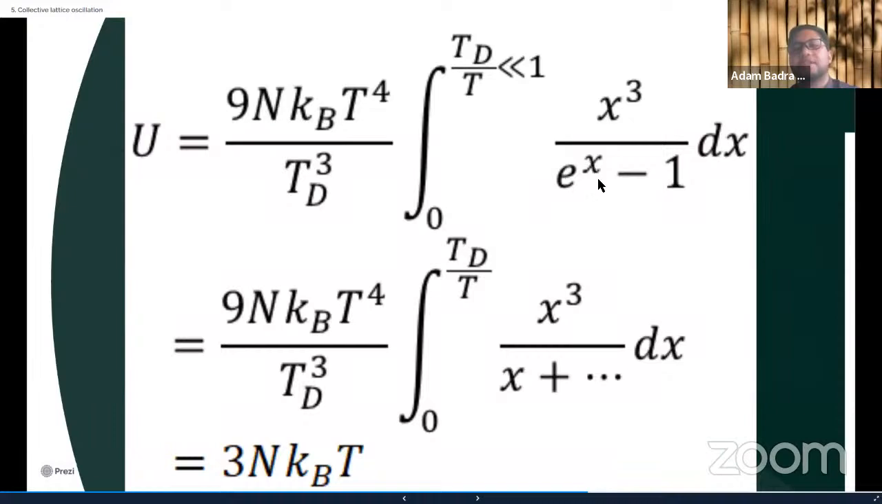If you remember exponential x, what is the Taylor expansion? It's 1 plus x plus higher terms. The 1 and 1 cancel each other, so only x and higher terms remain. For simplicity, we just keep the leading terms. So only x squared remains, and the integration of x squared is just x cubed. So there is TD over T to the power of 3 divided by 3, and because of that, the 4 and 3 cancel each other. So U depends on 3 n kBT.